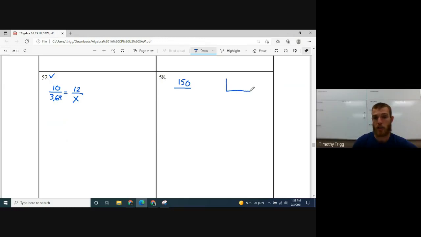So if we imagine 3 feet long and 2 feet wide, what would be the area of this rectangle? So I don't know if you remember how to find the area of a rectangle, but to find the area of a rectangle, it's length times width. So the area of this rectangle would be 6. So it takes 150 tissues to cover an area of 6 square feet.